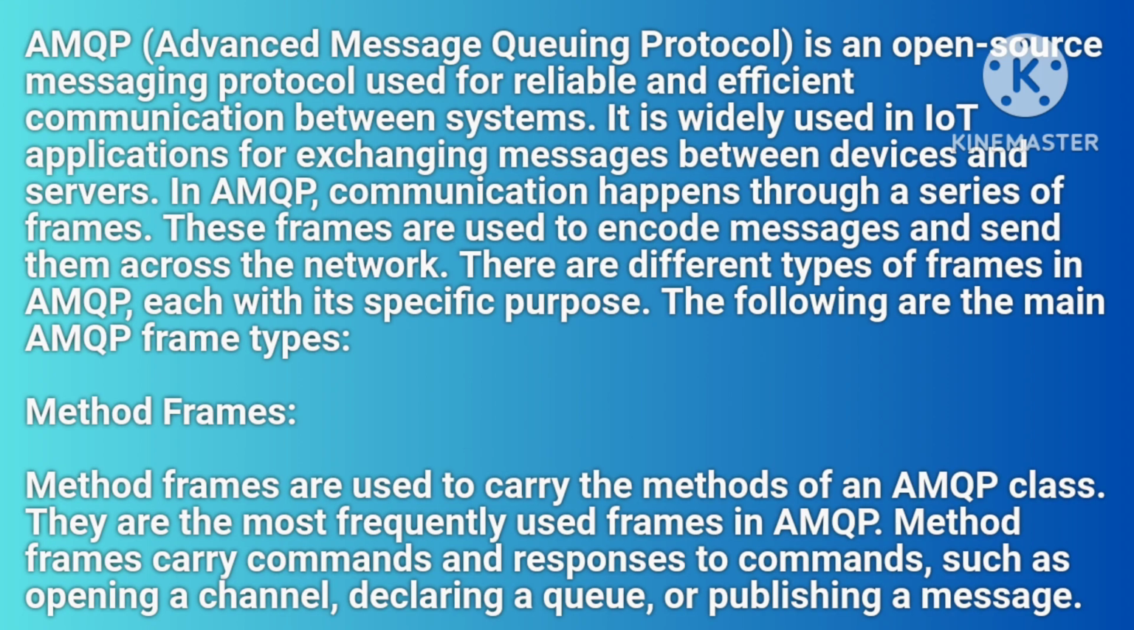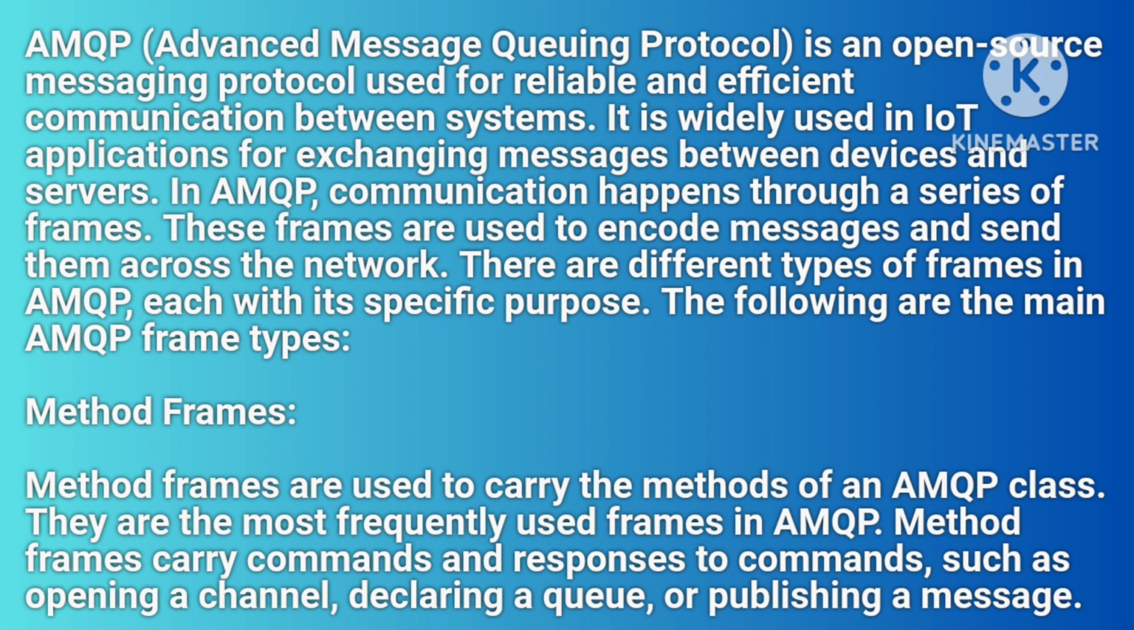AMQP, Advanced Message Queuing Protocol, is an open-source messaging protocol used for reliable and efficient communication between systems. It is widely used in IoT applications for exchanging messages between devices and servers. In AMQP, communication happens through a series of frames. These frames are used to encode messages and send them across the network. There are different types of frames in AMQP, each with its specific purpose. The following are the main AMQP frame types.